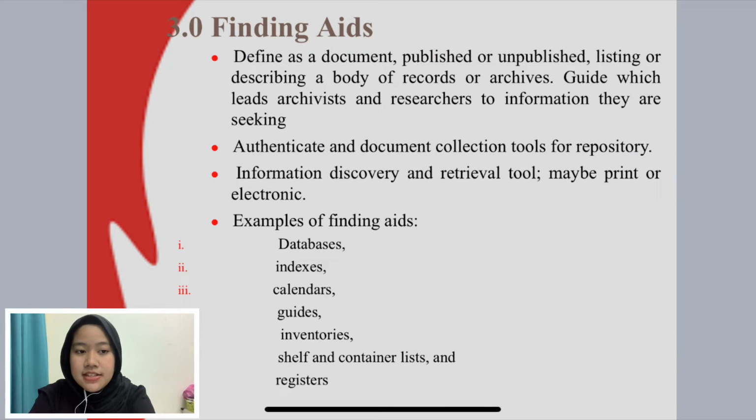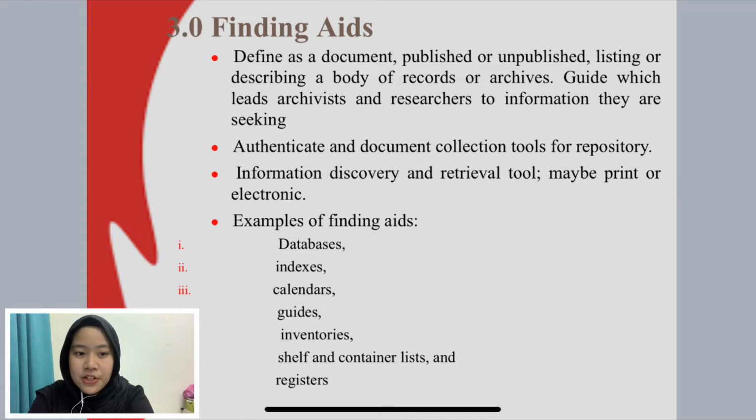A finding aid is defined as a document, published or unpublished, listing or describing a body of records or archives. It is a guide which leads archivists and researchers to the information they are seeking. Finding aids are tools that help a user find information in a specific record group, collection, or series of archival material.